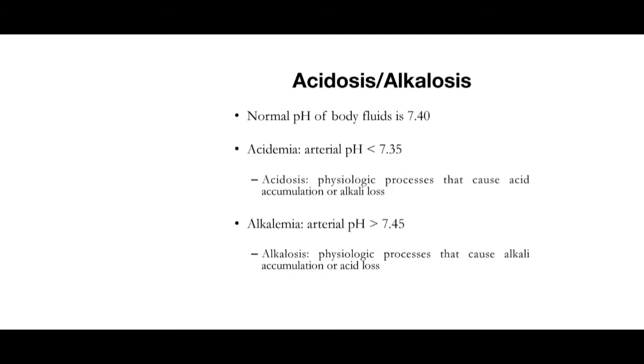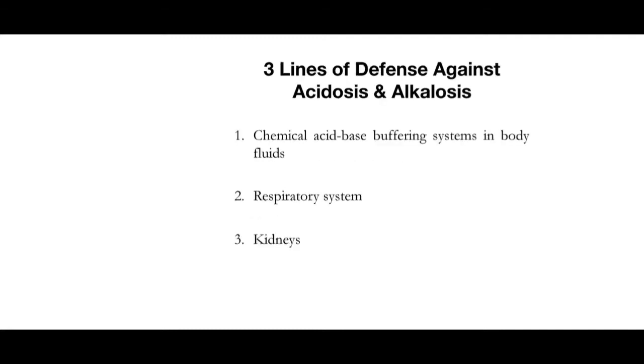So anything that causes either acid to accumulate or bases to be lost, either one of those is going to affect the pH and cause it to drop. For alkalosis, we're looking at anything that is above a 7.45. So it's a relatively narrow margin between the two. And again, if you lose too much acid or you gain too much base, it can cause the pH of your arterial blood to go above that value.